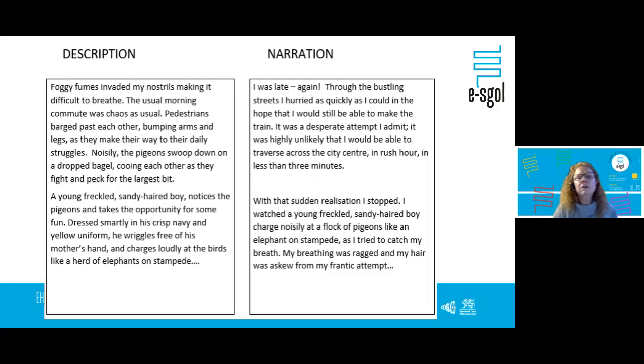So the narration, how is that different? Same setup. I was late again. Through the bustling streets, I hurried as quickly as I could in the hope that I would still be able to make the train. It was a desperate attempt, I admit. It was highly unlikely I'd be able to traverse across the city centre in rush hour in less than 3 minutes. Can you see the difference? The narration is focused on the I, what I'm doing, what the character is doing, hurrying through. It's still descriptive, there's still detail there, but it's about the character trying to make their way through. In the description, it's a focus on what that is like in that moment, describing what it's like there.